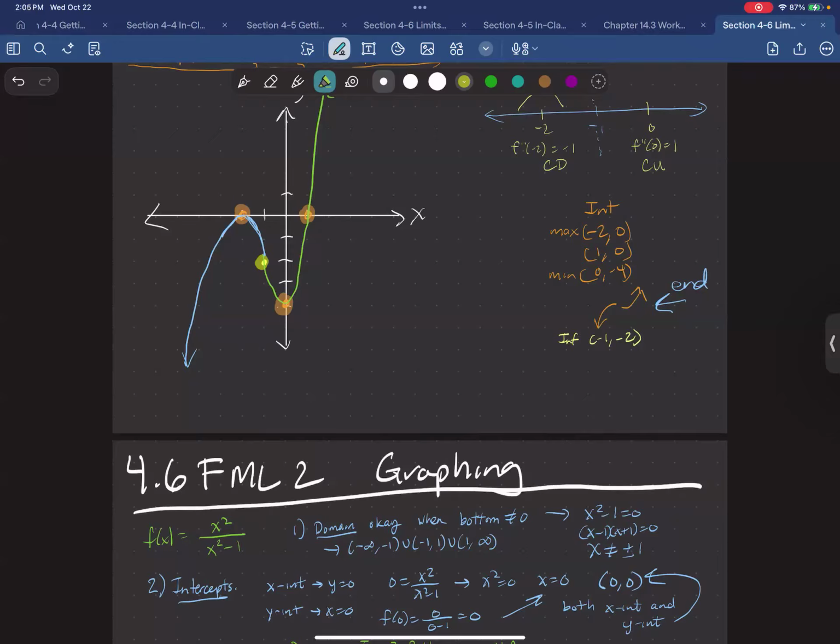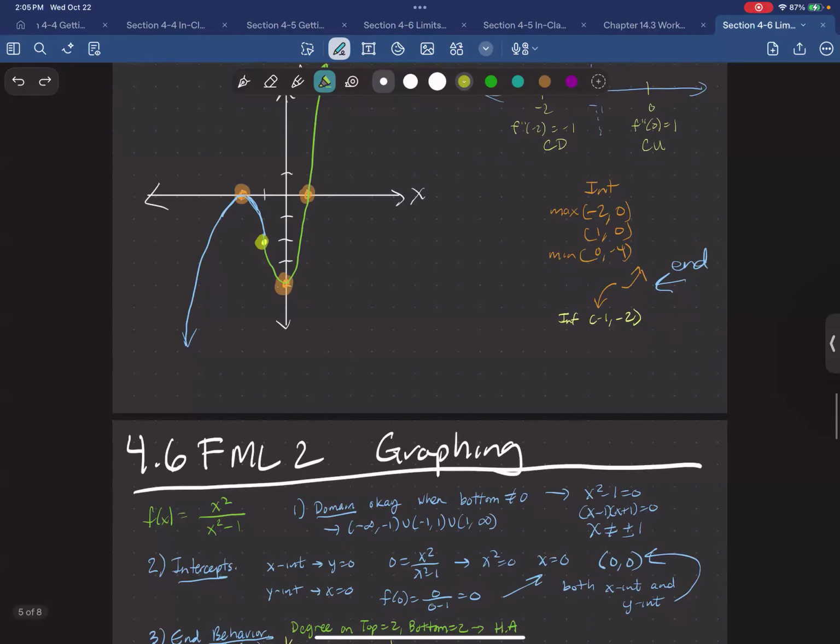We do our intercepts. The x-intercept is when y equals 0, so we set it equal to 0. The bottom doesn't matter here, only the top matters when you're trying to solve for 0. So x squared equals 0 at 0, and if we plug 0 back in, we already know that our y equals 0 there, so 0, 0 is our point. When you do the y-intercept, x equals 0, you get the same point for both the x-intercept and y-intercept. Okay?